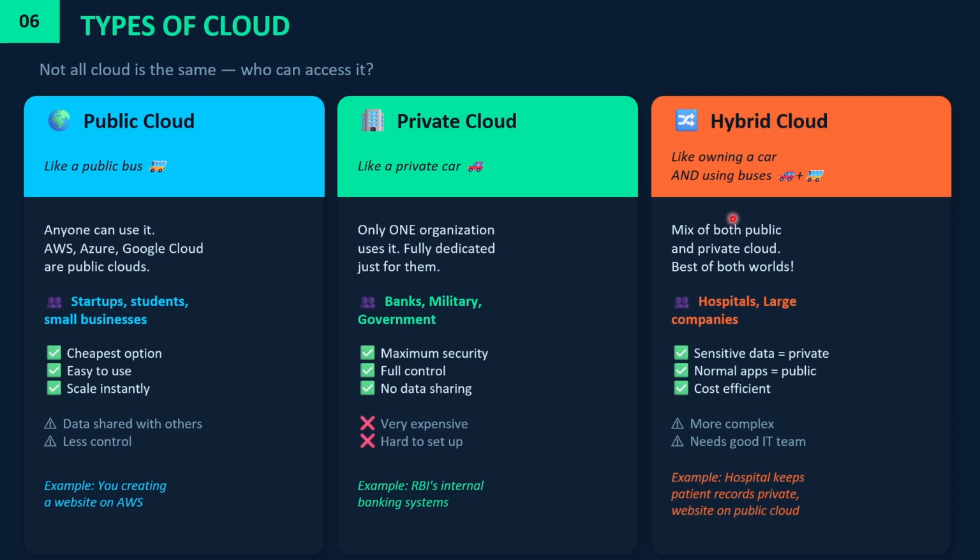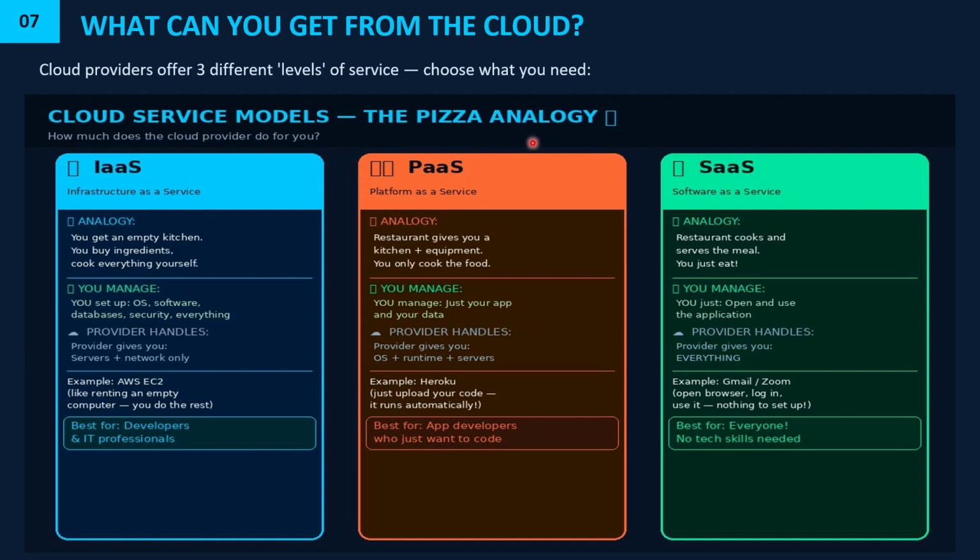So these are the 3 different types of clouds that you learned: public, private and hybrid. That's cool, right? So this is something to keep in mind. What can you get from the cloud? Cloud providers offer 3 different levels of services, and you can just choose what you want. These are the cloud service models, like the pizza analogy: how much does the cloud provider do for you?